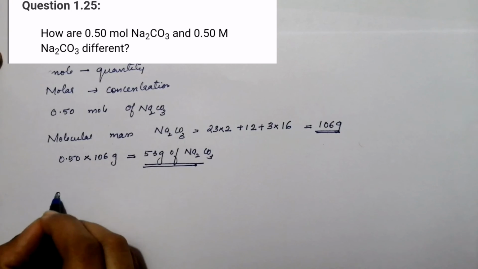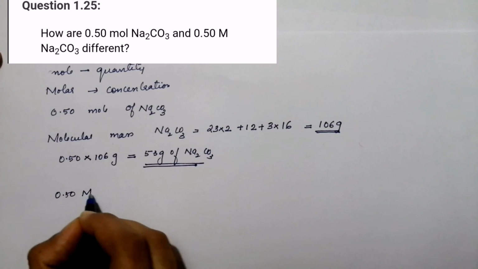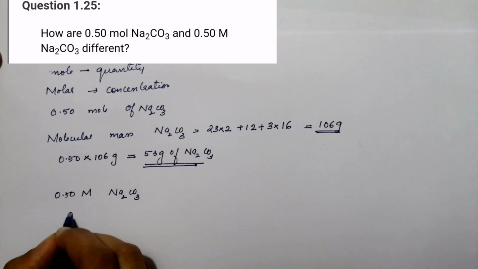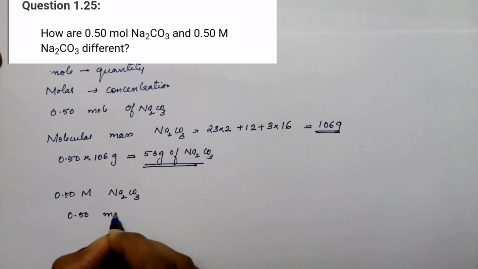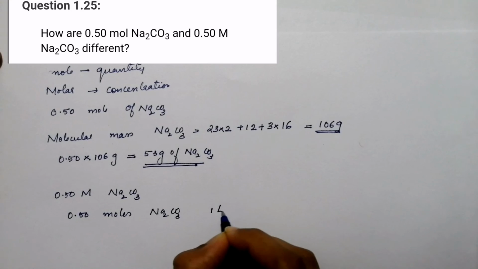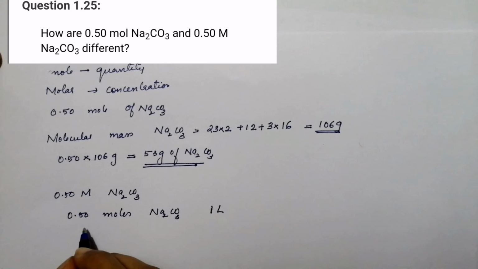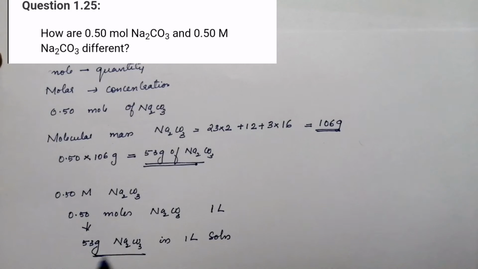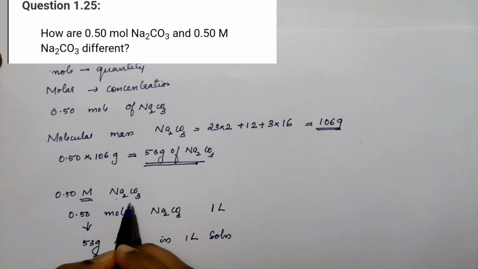Now we have 0.50 molar Na2CO3. This means we have 0.50 moles of Na2CO3 in a solution of 1 liter, and we have already calculated that this 0.50 mole is equal to 53 gram. So we have 53 gram of Na2CO3 in 1 liter of solution. So this is what 0.50 molar Na2CO3 means.